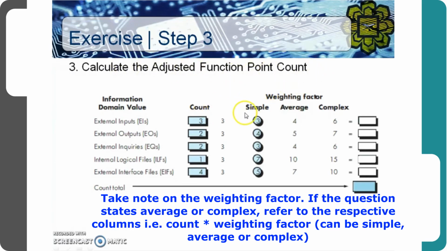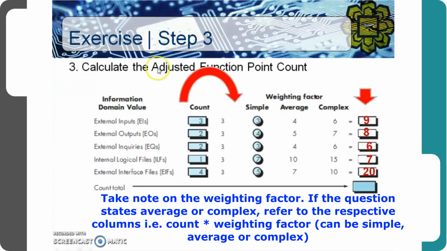Now let's assume that the weighting factor is simple for all these 5 information domain values. What we have to do is come out with the adjusted function point for each of these information domain values, by multiplying the count with the weighting factor. In this case, we just assume that all of them are simple. So the first one, 3 multiplied by 3, we get 9. 2 multiplied by 4, we get 8. 2 multiplied by 3, we get 6. 1 multiplied by 7, we get 7. 4 multiplied by 5, we get 20.